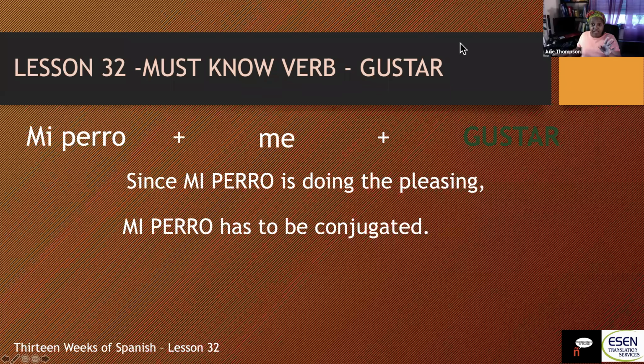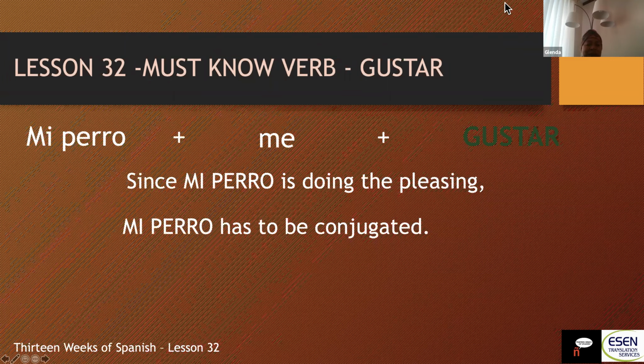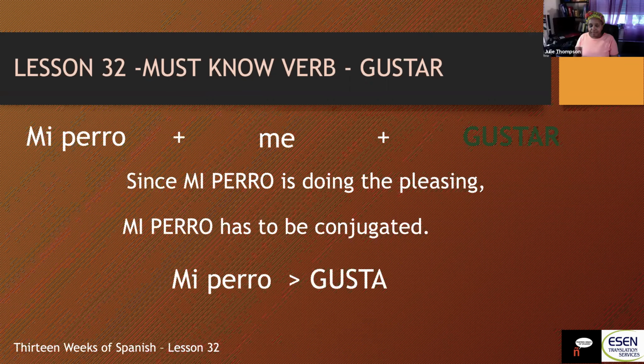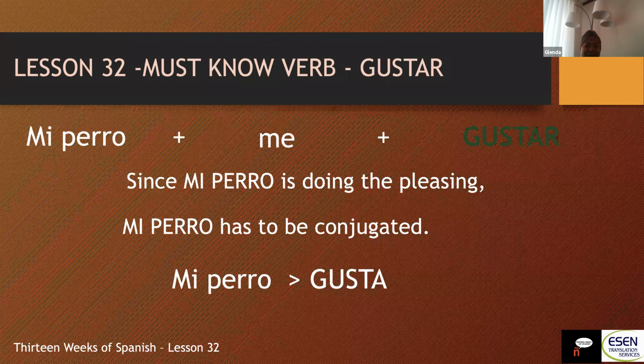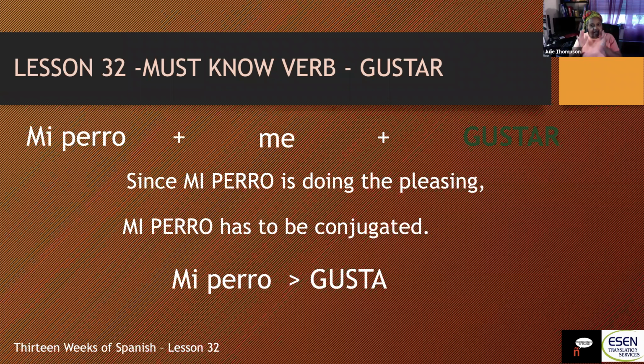So since the dog is doing the pleasing, yes, but the dog is pleasing me, that's the same thing. You've said exactly the same thing just now. Pleasing me, being pleased. Right. Keep asking. So the conjugation would go to the dog since that's the action. Exactly. That's the point.